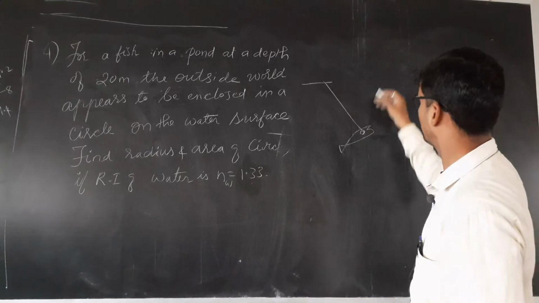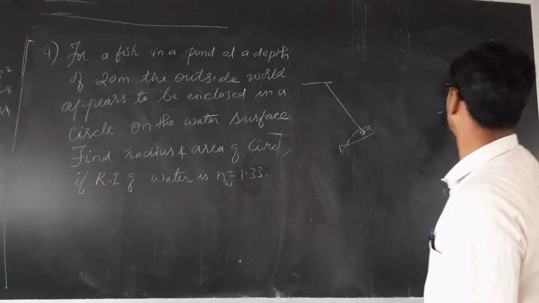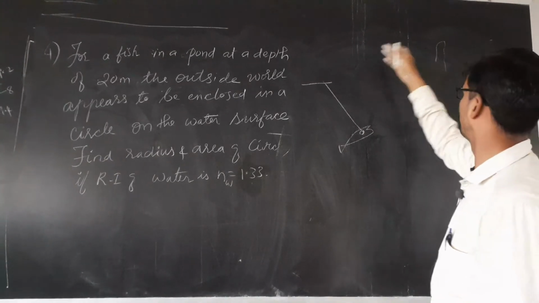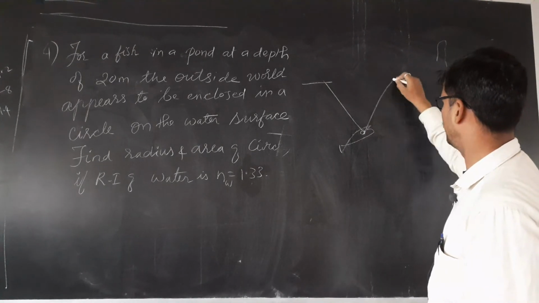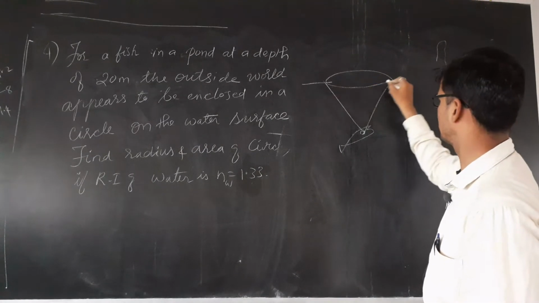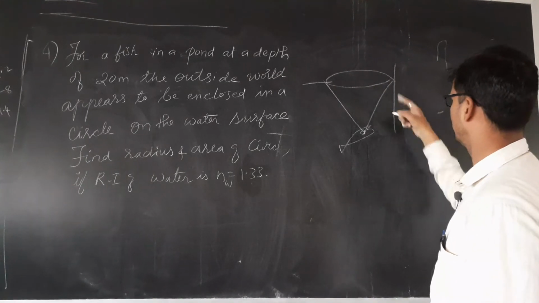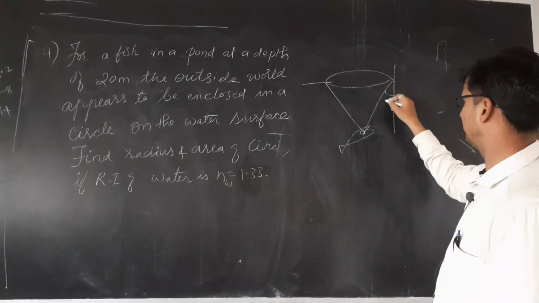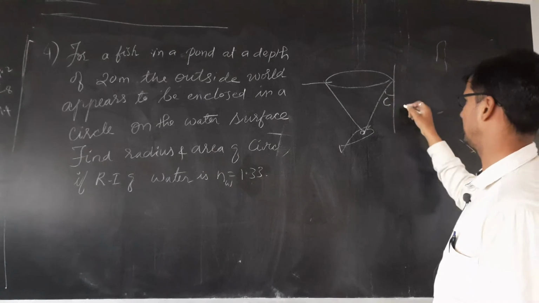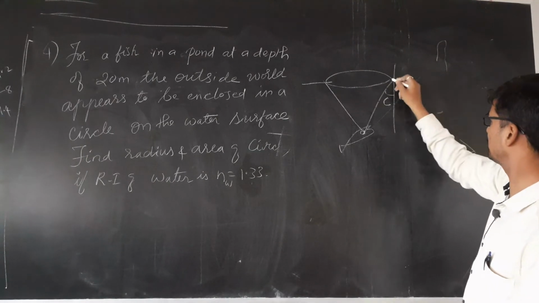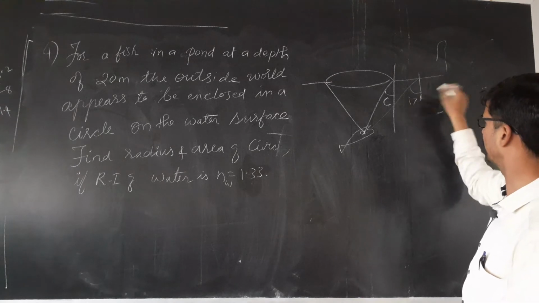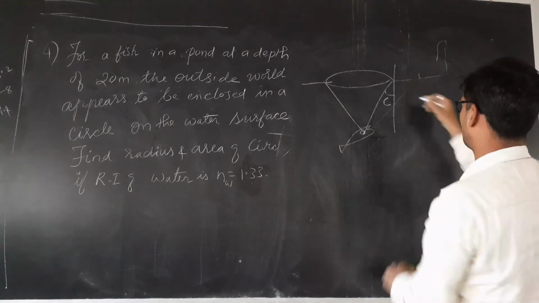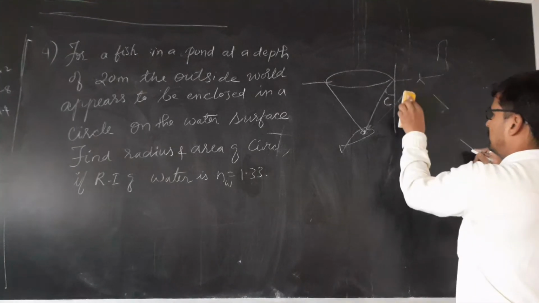This is all outside world, including your trees, mountains, people, sky, everything. The outside world appears to be enclosed in a circle. I have shown boundary rays because the angle of incidence is equal to how much? Critical angle. Above this what happens? This portion is not visible because the angle of incidence is more than the critical angle. This is not visible because of total internal reflection.